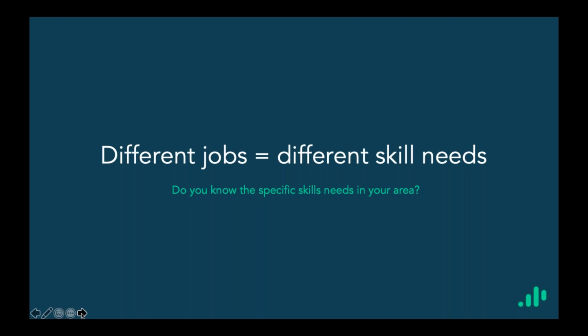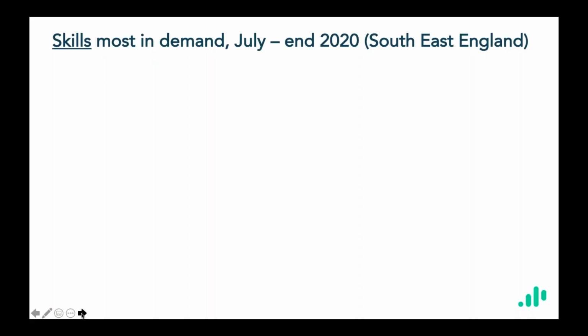Remaining on that same theme, understanding the specific skills that are in demand in your local region is also vitally important. To illustrate this, we can look at how different jobs within the same region will have very different skill demands. So for this example, we're going to look at the southeast of England, and we'll use that same 6-month period from July 2020 through to the end of 2020.